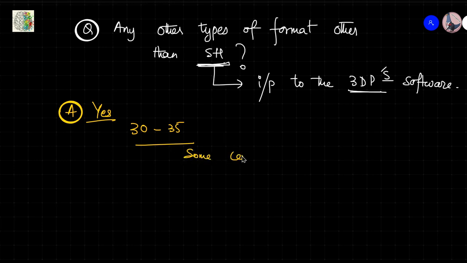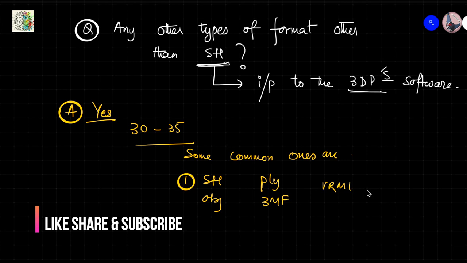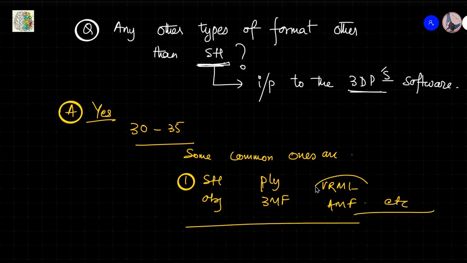Some of the most common ones are: one is STL, second is OBJ, third is PLY, then 3MF, then VRML, which is also something new coming up, then AMF, etc. There are many, but these are some that I remember. These two are just in the nascent stage of development and are slowly being developed. After STL, something very famous is OBJ, or object format. PLY and 3MF are also used in the US, and in European countries 3MF is very popular. PLY is also popular, but not as much. But STL and OBJ are slowly taking up the market. Okay. Now, another question: what are the limitations of STL formats?